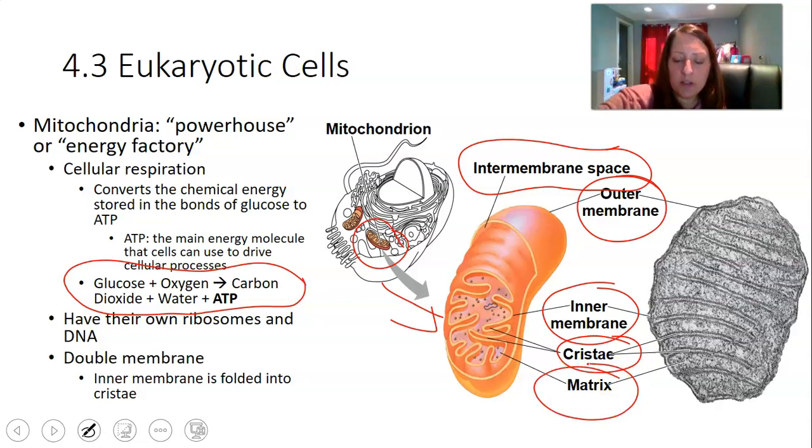Now you might notice the little purple dots on the inside there. Those are ribosomes. So mitochondria have their own ribosomes. And right here, do you see that little circular structure? That's DNA. So mitochondria have their own genetic information. It's circular, double-stranded DNA, which is pretty cool.